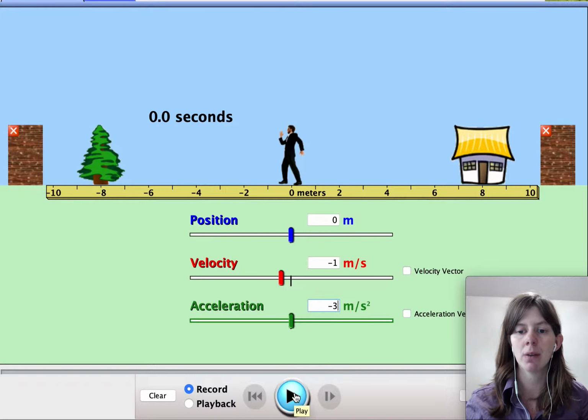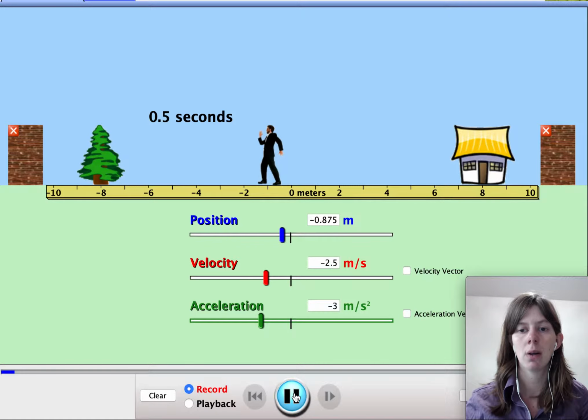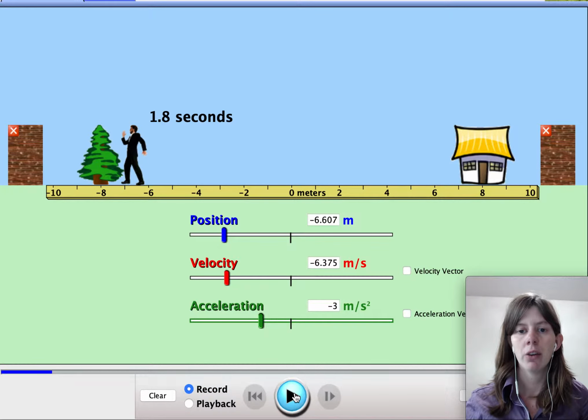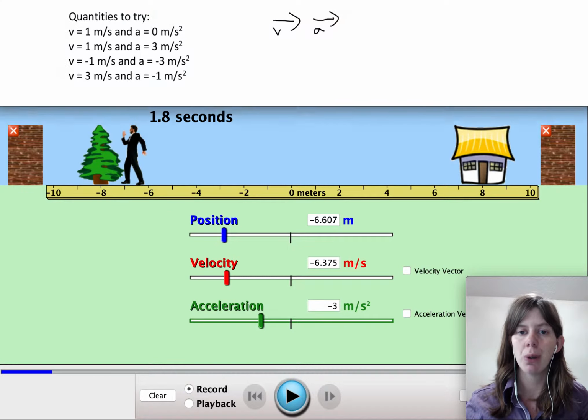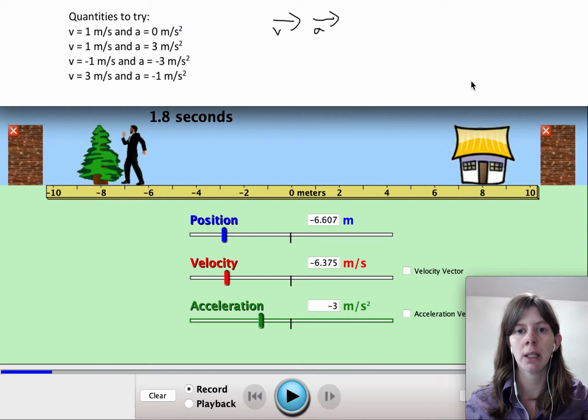I'm going to hit play, and I'll stop it when he gets to the -6 meter mark. So you can see, again, it took about 1.7 seconds to get there. That means he started at -1, which just means that he was moving to the left, and it definitely took him less than 6 seconds to get to the -6 meter mark, because he was speeding up. So I really like to have this visual example to show you that a negative acceleration does not necessarily mean that you are slowing down.